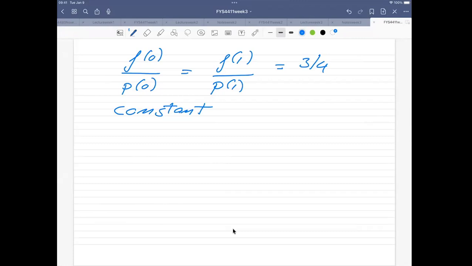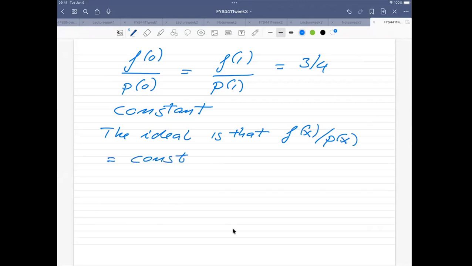The ideal is that you can find a probability distribution which follows the function you want to integrate. The ideal is that f of x divided by p of x is a constant for all x.